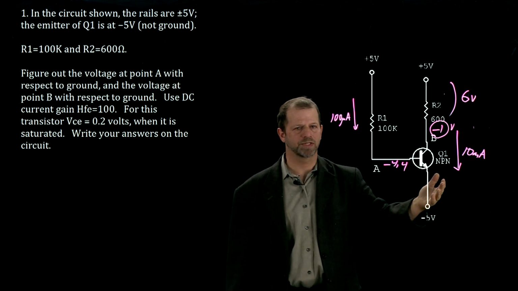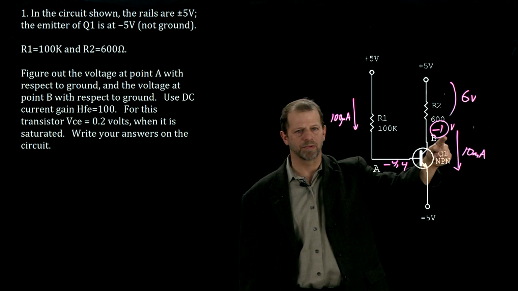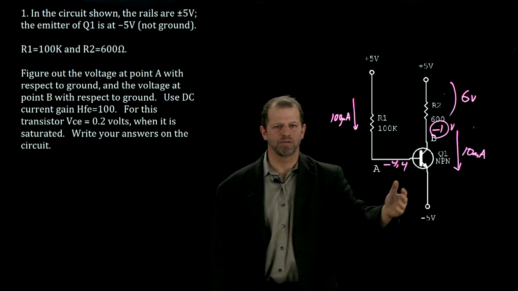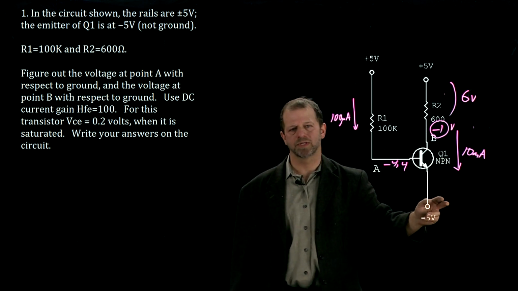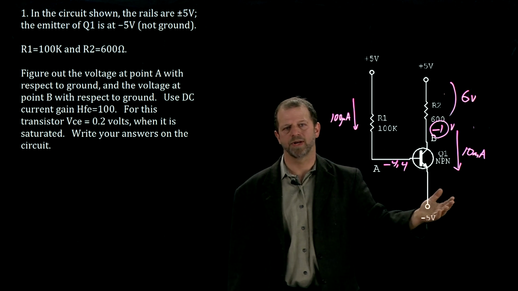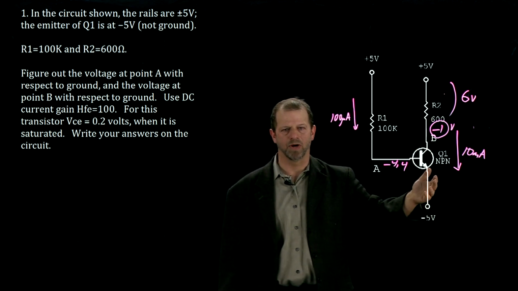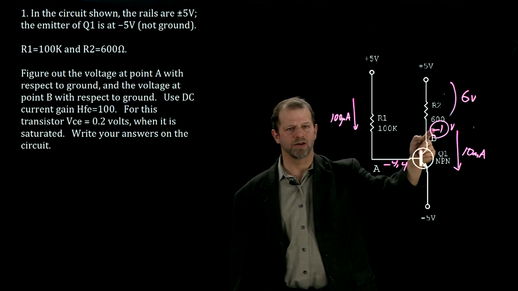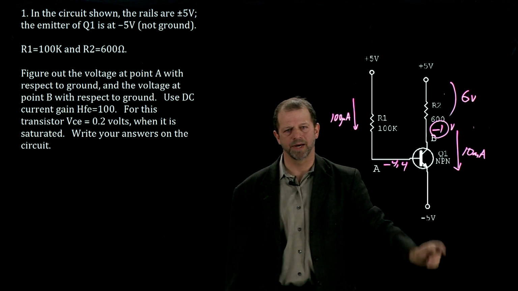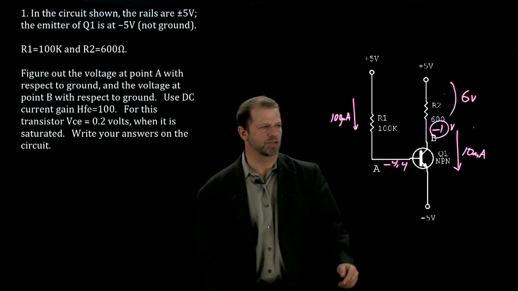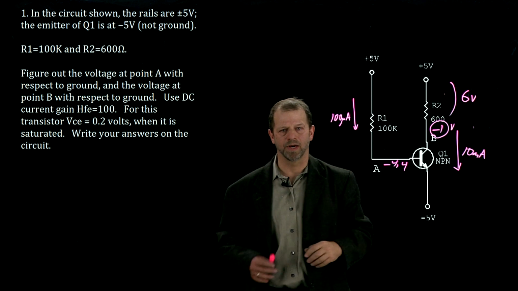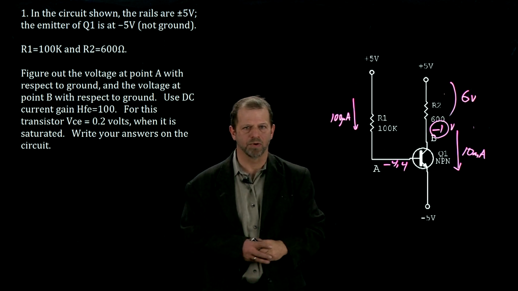Is the transistor in saturation? Is the voltage from collector to emitter? You know, if the emitter were at ground, you'd say, oh no, the transistor must be saturated. Its collector can't go below 0. But here, the collector can go below 0 because the emitter is at -5. So this transistor is just fine, and there are the answers to the voltage at point A and the voltage at point B.